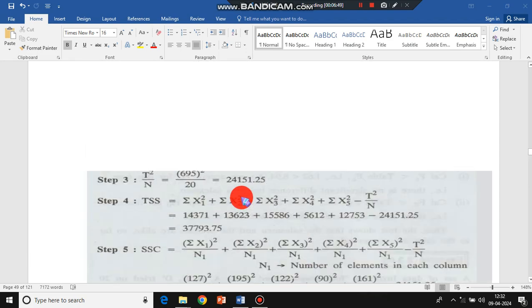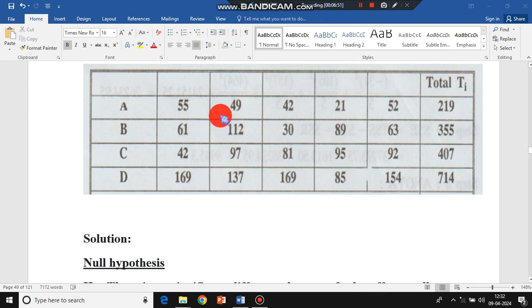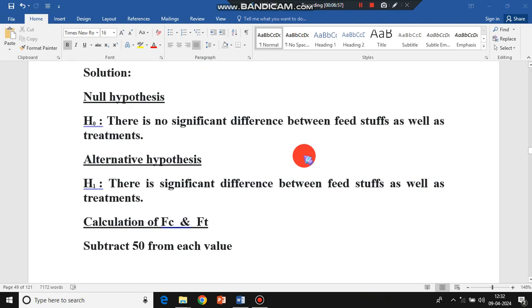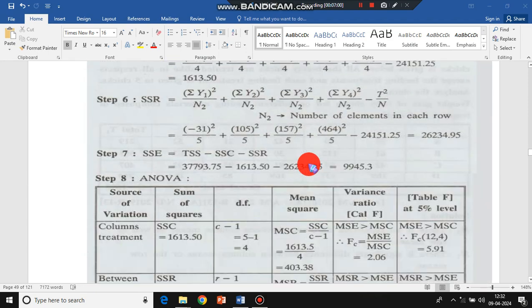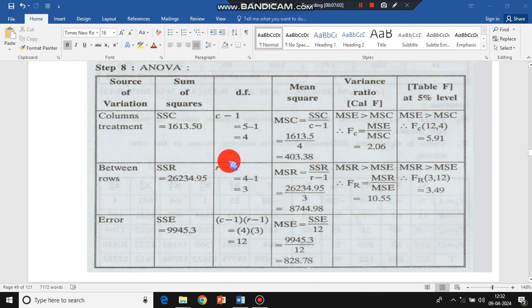So how many columns in this given problem? Number of columns is 1, 2, 3, 4, 5. Number of rows is 1, 2, 3, 4. So that's what we are substituting in this table. We are substituting C minus 1 into R minus 1. So here 5 minus 1 is 4, here 4 minus 1 is 3, 4 into 3 is 12. As we did before, if you divide SSE by C minus 1 into R minus 1, what we call is mean square error.